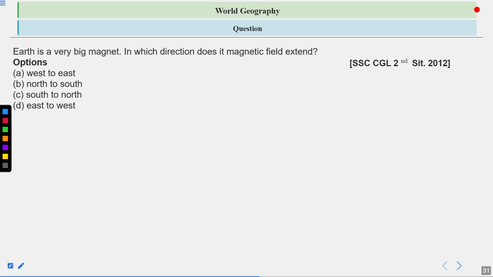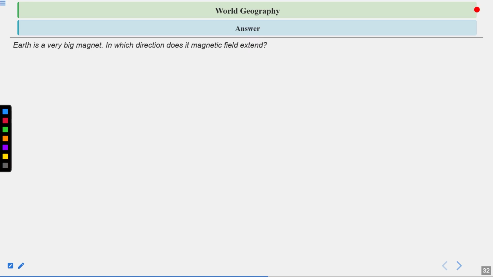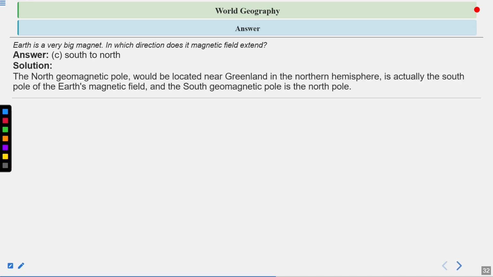Earth is a very big magnet. In which direction does its magnetic field extend? West to east, north to south, south to north, or east to west. If we talk about this one, the correct answer will be south to north. The north geomagnetic pole, located near Greenland in the northern hemisphere, is actually the south pole of the Earth's magnetic field, and the south geomagnetic pole is the north pole. So the correct answer is south to north.